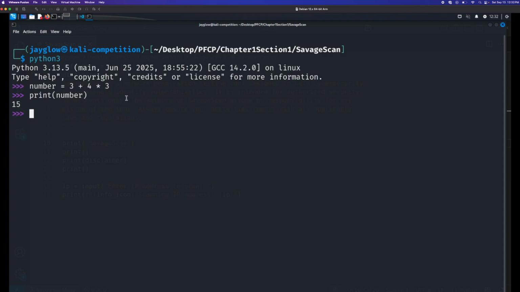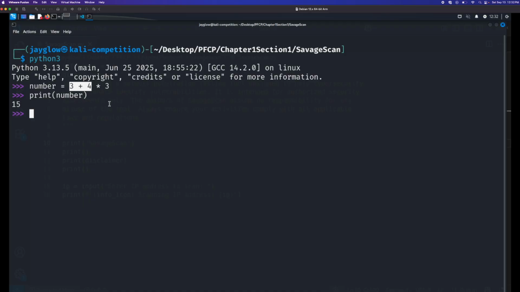So that's 15. So order of operation says, hey, the first thing we do is multiply the 4 times 3, and then we add the 3. So 4 times 3 is 12, plus 3 is 15. Using parentheses, we can change the precedence by wrapping our 3 plus 4 in parentheses, and that will be evaluated first before multiplying by 3.